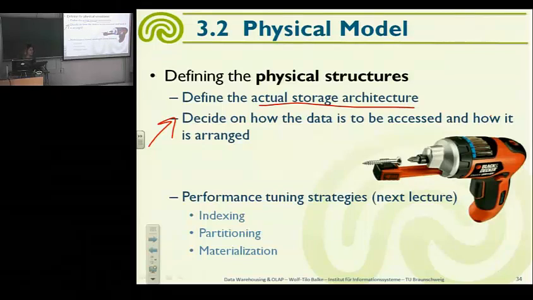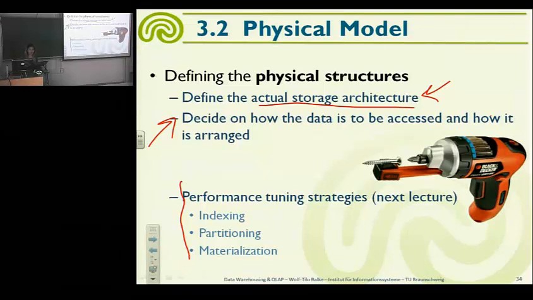Of course, there are different strategies that can be used to fine-tune the performance, like indexing, partitioning, or materialization. We will not go into that this lecture, but rather the next lecture. Today, we will really focus on the actual storage architecture. And this is probably one of the first questions that, as a data warehouse architect or designer, comes to my mind: which model to use? Because there are different models, and in the last detour, I'll show you 4 of them. But there are 2 popular models to use.